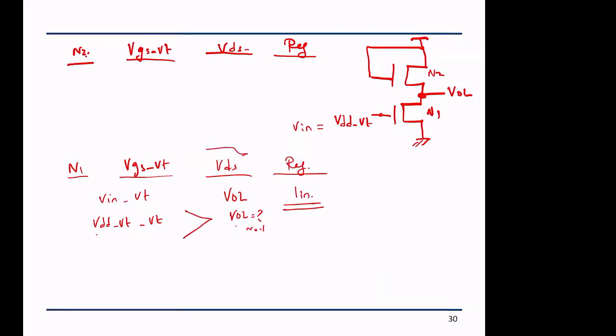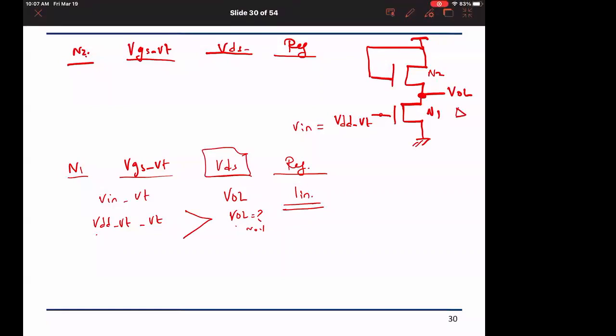Whereas for this transistor, if my delta at the output here is small, then between VDD and VOL, the voltage here will be large. So let us look at VDS, this is D and this is S. So VDS is going to be equal to VDD minus VOL. So it's going to be large.